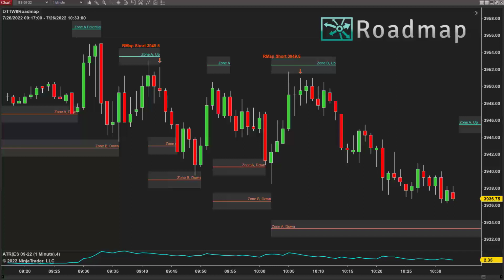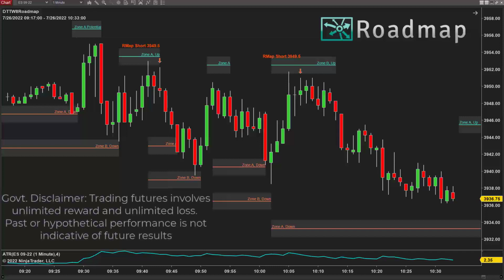Now, before I begin, I'm going to show you what's happening here with the roadmap. Remember that trading is risky. Please don't trade with funds you cannot afford to lose. Understand there are risks involved with any type of trading that you do.